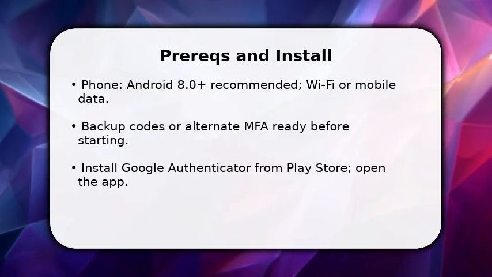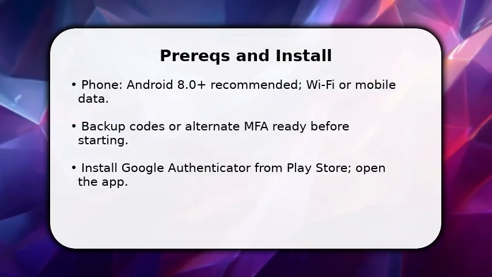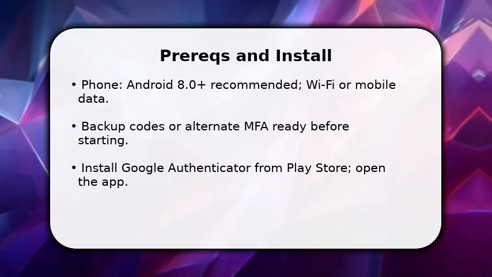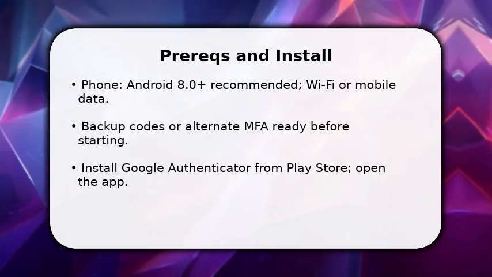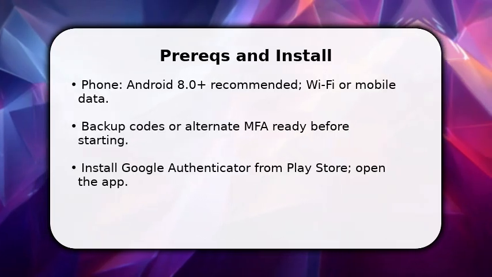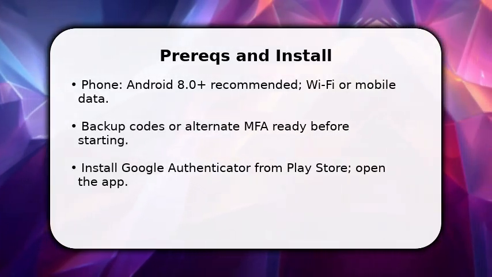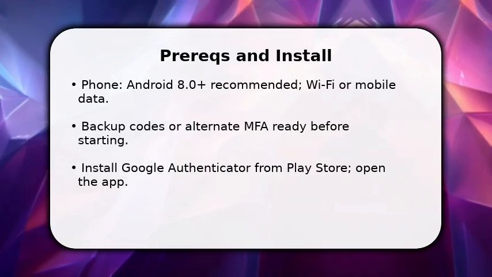You'll start by confirming prerequisites. Make sure your Android device runs Android 8.0 or later, you have network access, and you've saved any account backup codes. Once done, open the Play Store, search Google Authenticator, and install it. You're doing this now because installing first avoids interruptions when linking accounts.